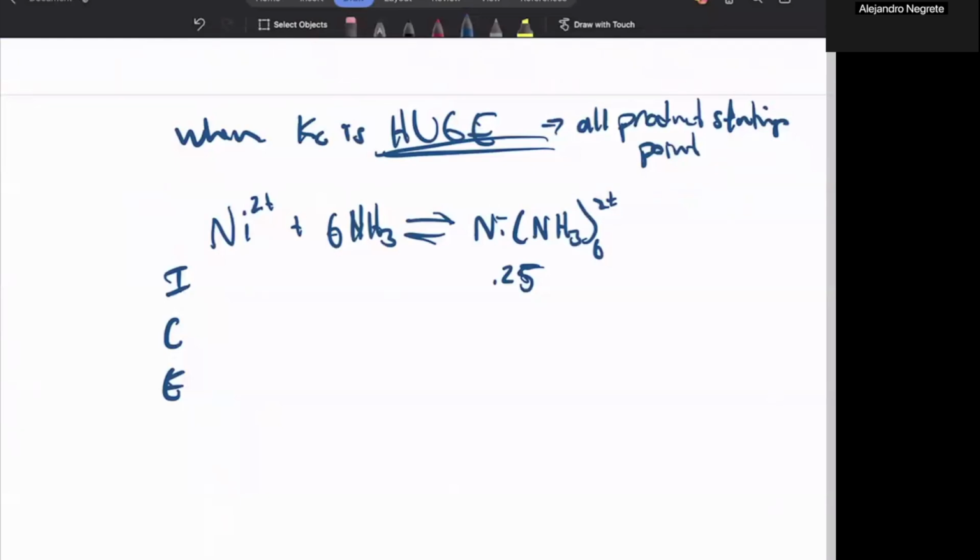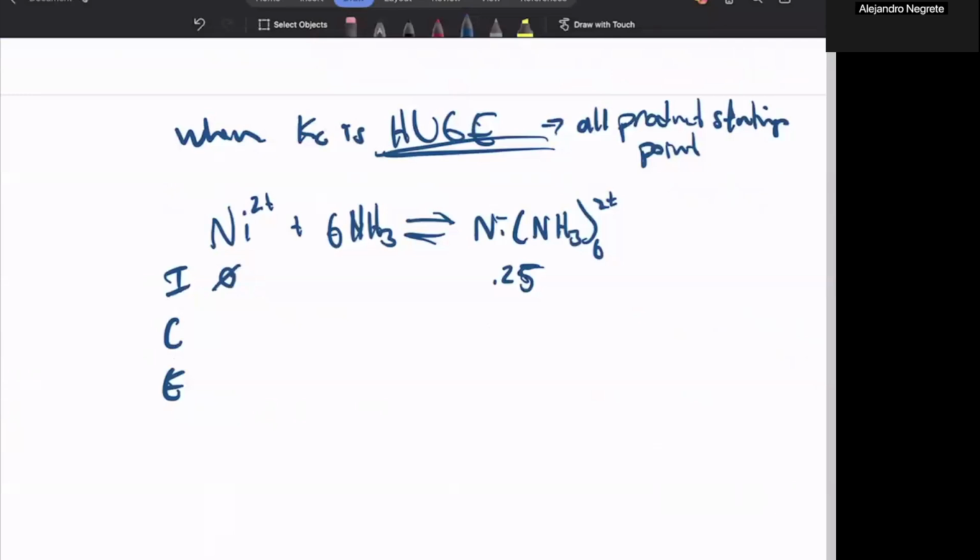Or molar nickel concentration solution. So we got the 0.25 here. Initially, we're going to have 0 here because, again, we're assuming this KC is so huge, we're assuming all product, 100% product, and the product is going to be our starting point because this reaction is so favorable. So now we know what these are here.